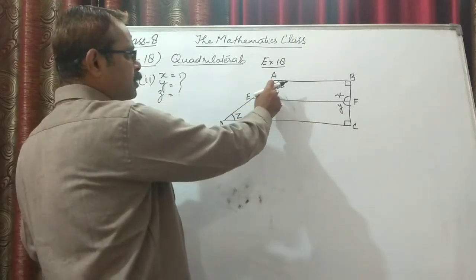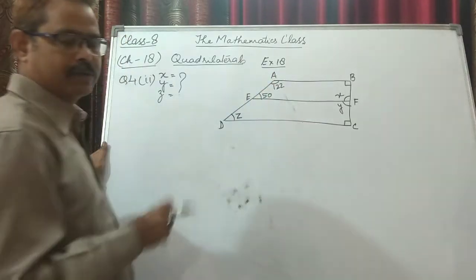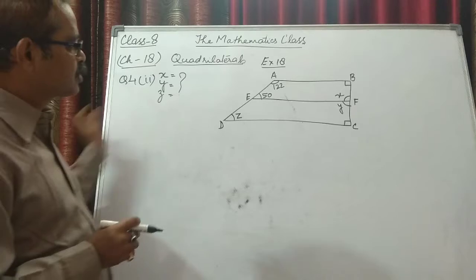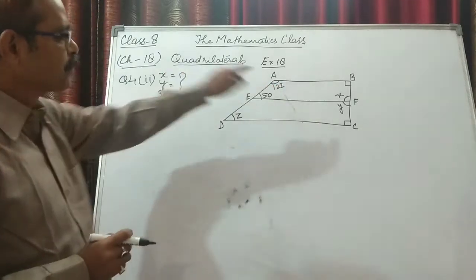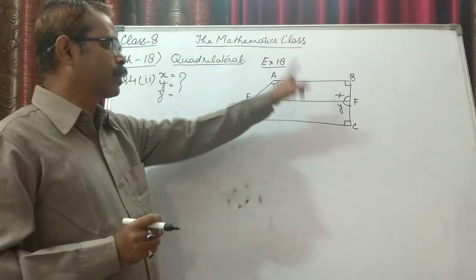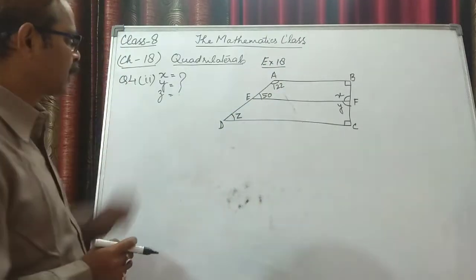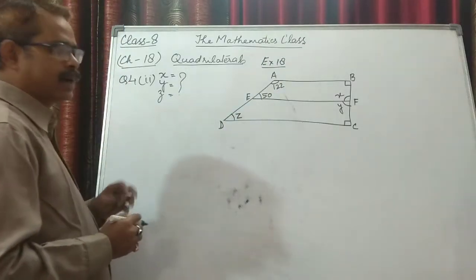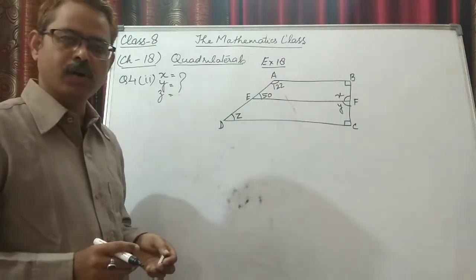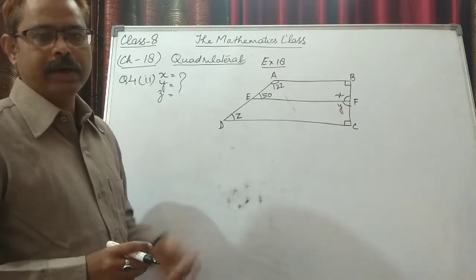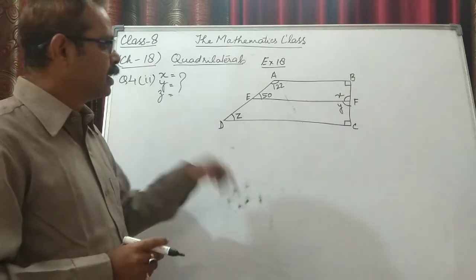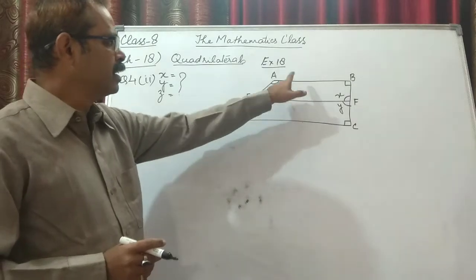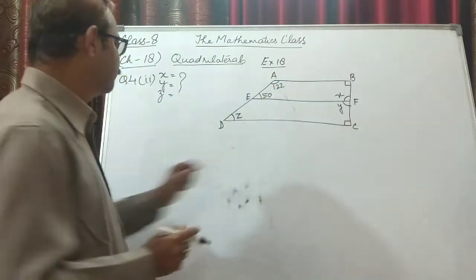Because 122 plus 50 is 172. It is not equal to 180. So these two angles cannot be considered as co-interior angles. So these two lines are not parallel, number one. So what we'll do, we will directly apply the concept that the sum of all the interior angles of a quadrilateral is equal to 360 degrees. That we are going to apply in quadrilateral ABFE.